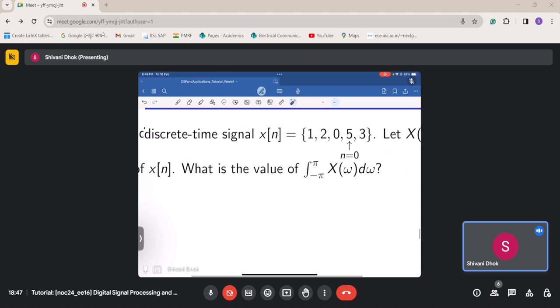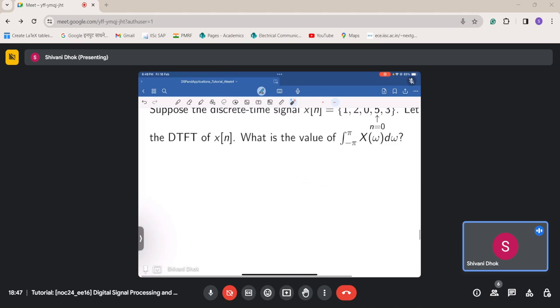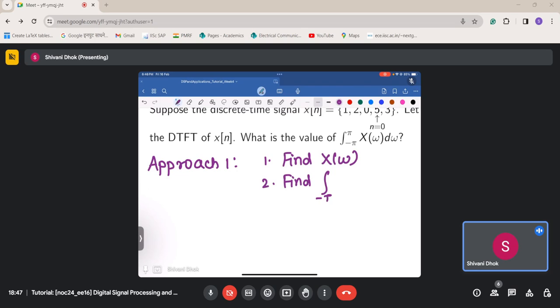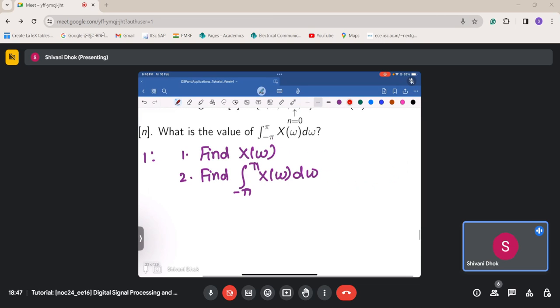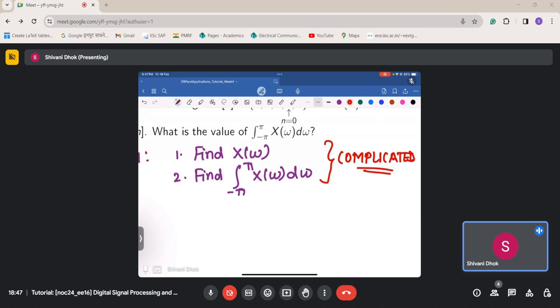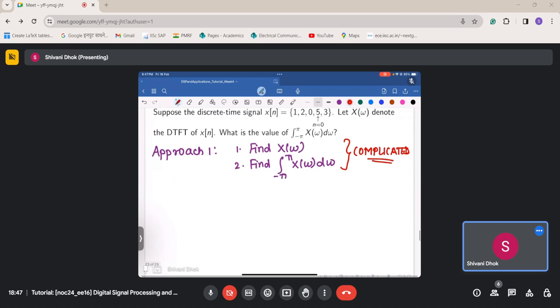So one simple approach will be, let's write down that approach. Approach 1 is find X(omega) and then find the integral from minus pi to pi of X(omega) d omega. So this approach might be complicated. It's too much involved. So can we do something simpler? So let us try to do that.